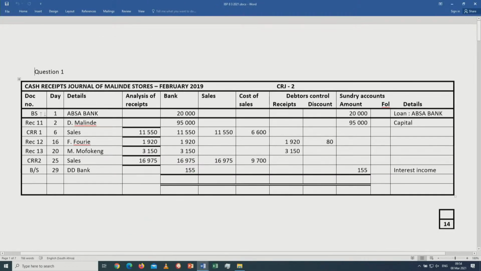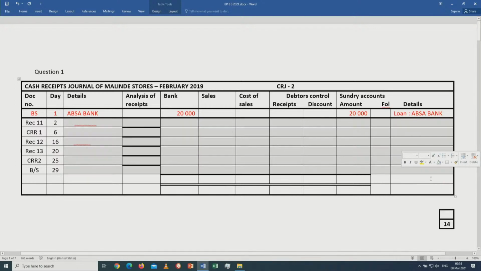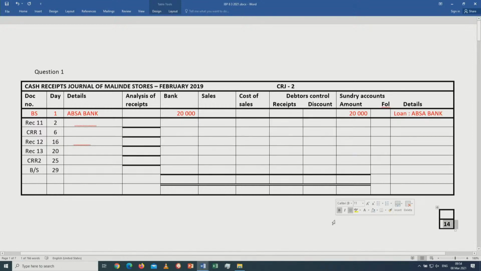Here are your cash receipts, 20,000. Absa Bank, you don't show it under analysis of receipts. You go straight to your bank, 20,000. Then you have it under your sundry as 20,000, and loan to Absa Bank. All right, let me do this so as not to confuse you, and then try to make it white so that we record them as we go.